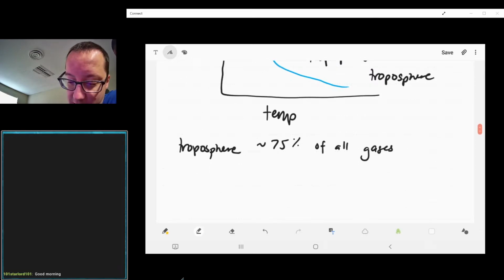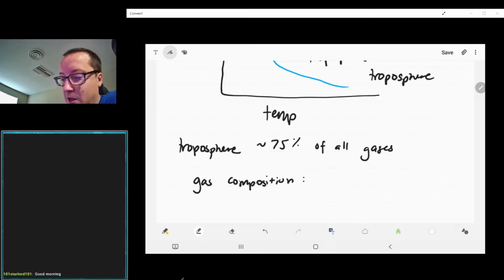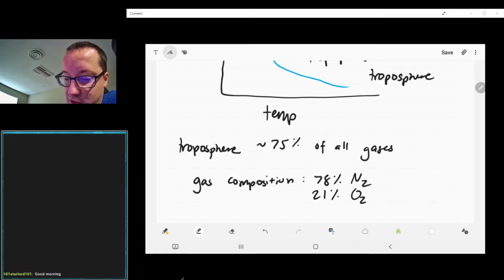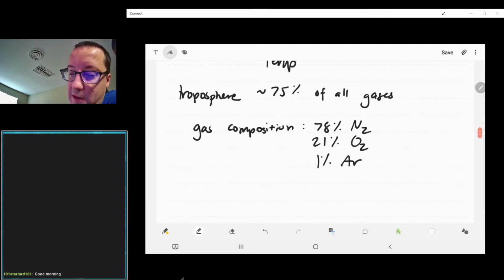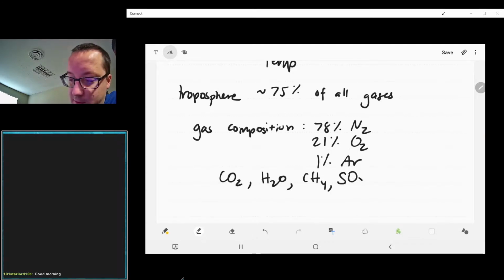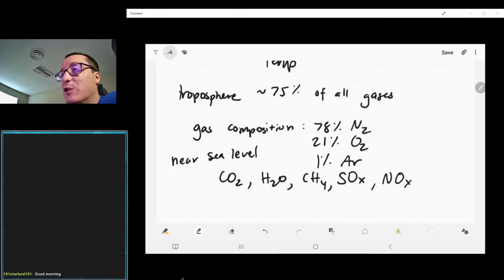What's interesting here is that we are familiar with the gas composition. Roughly near sea level, it's about 78% nitrogen, 21% oxygen, 1% argon, and then a bunch of other trace gases like carbon dioxide, water, methane, various sulfur oxides, nitrogen oxides, other things like that. This is roughly near sea level, and we're going to see that this actually changes a bit depending on where we are in the atmosphere.